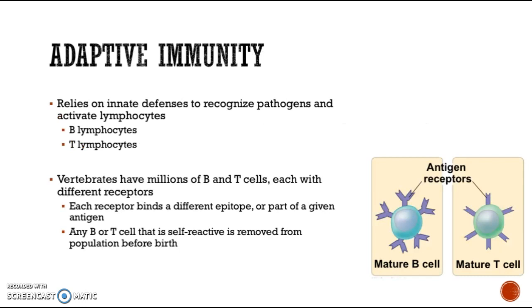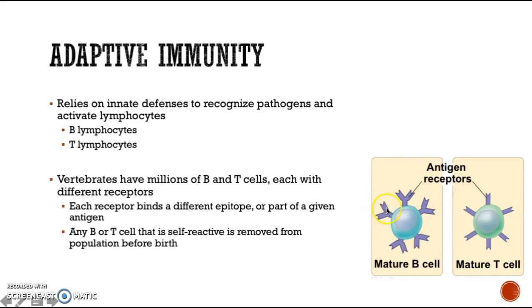But this is where vertebrates really shine. This is where mammals are amazing. We have an adaptive immunity. And what our adaptive immunity is, it's like a system that really just targets exactly what you need to target, right? Let me rephrase. So this is going to rely on the innate defenses to recognize the pathogens, but now we're activating lymphocytes. Sorry, I'm moving around here. So lymphocytes are your B and T cells, and we've got millions of them. And each B and T cell has its own combination of molecules that can recognize a ton of different stuff.